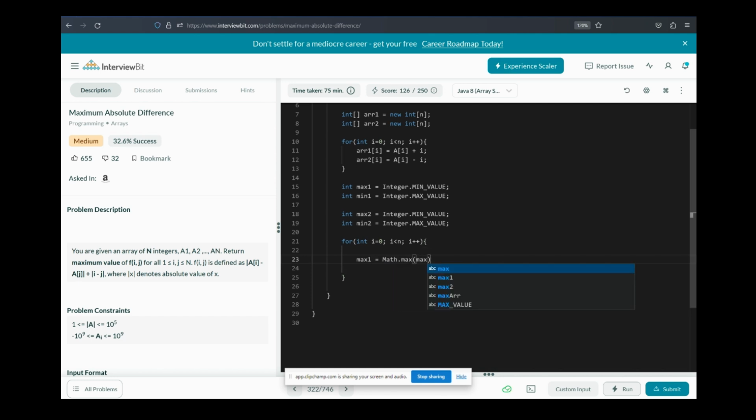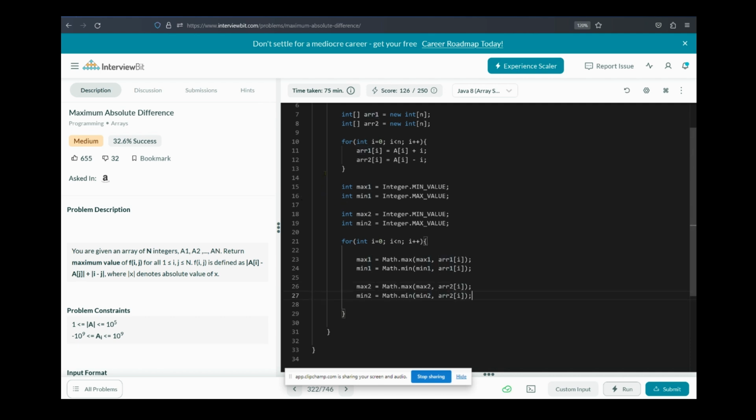So whatever is the current max, we have to take the maximum from array 1, so array 1 of I. Similarly for min, math dot min, and this also we have to take from array 1 only. And we have to do the same thing for max 2, min 2, max 2, array 2.